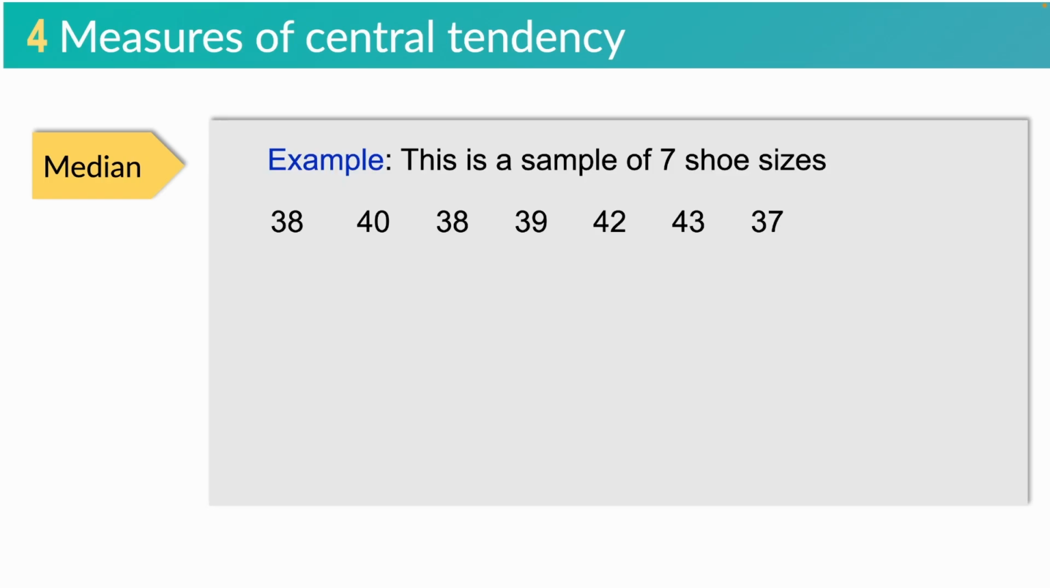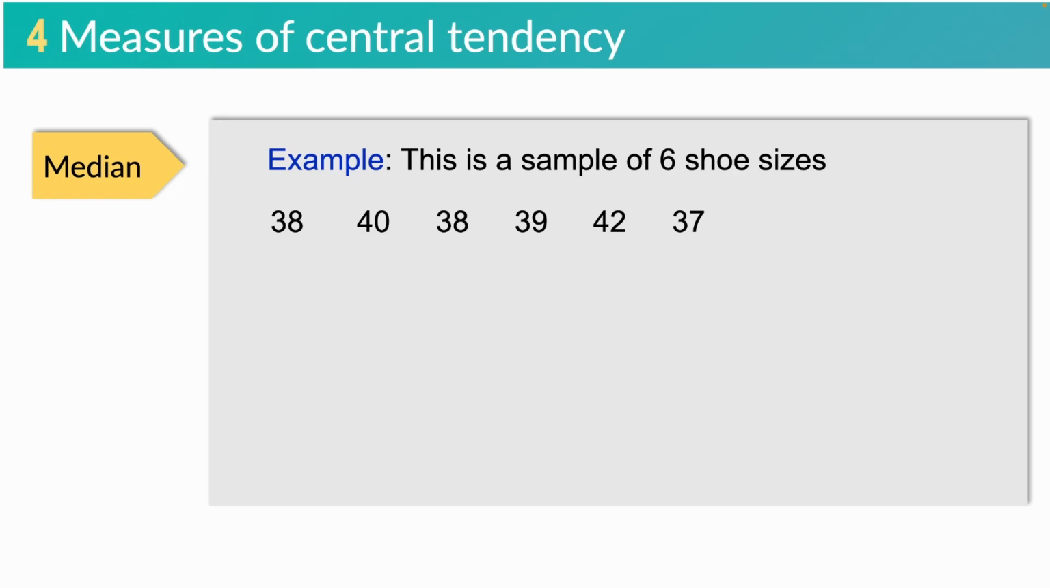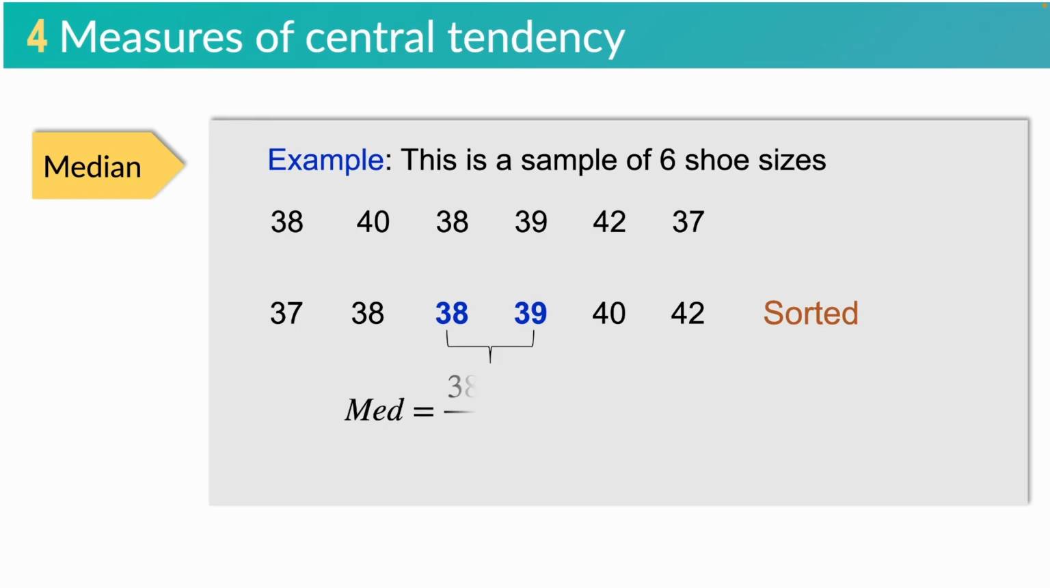For example, this is an example with a sample size of 7, an odd number. To calculate the median, first we need to sort the data from the lowest to the largest. Then we identify the observation that divides the data into two equal halves, and it is 39. When the sample size is an even number, such as 6 in this example, first we also sort the data from the lowest to the largest. Then we identify the two observations in the middle of the data. The median is the mean of these two observations.